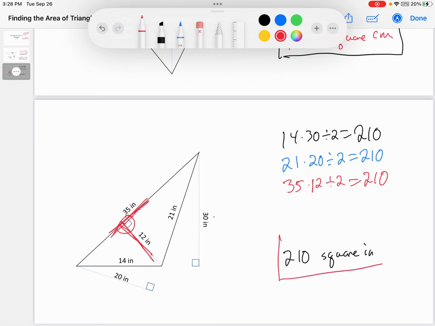We did it three different ways. We used this right angle and did 35 times 12 divided by 2. We did this right angle, we did 14 times 30 divided by 2. And we did this right angle, which is 20 times 21, 21 times 20 divided by 2, since 21 is the base of the triangle.